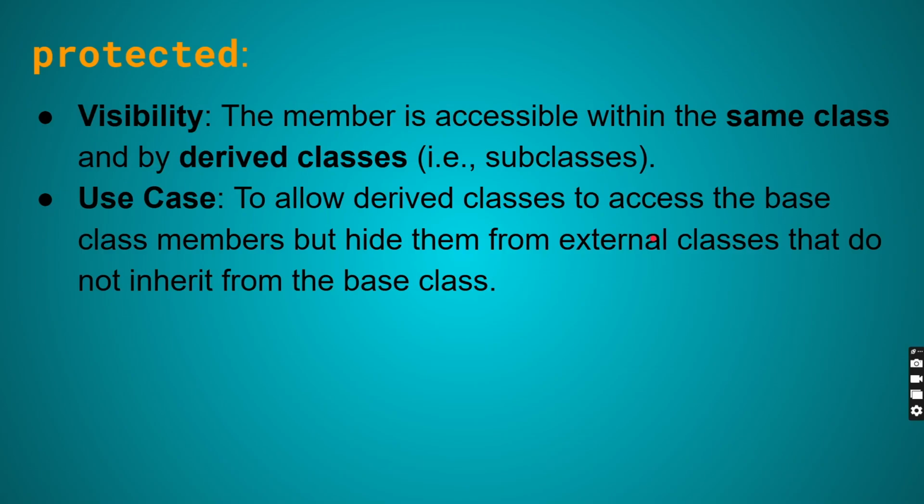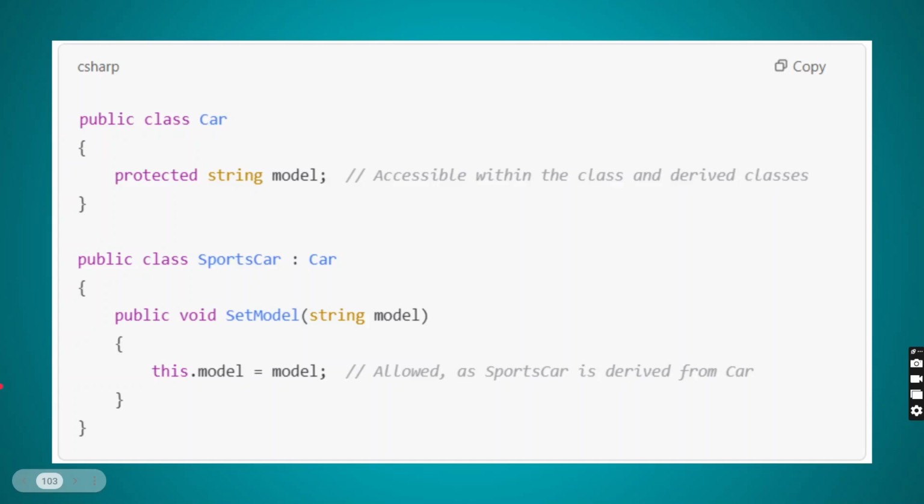And the next access modifier is protected. For visibility, the member is accessible within the same class and by derived classes or subclasses. Use case: to allow derived classes to access the base class members but hide them from external classes that do not inherit from the base class. We'll see an example.